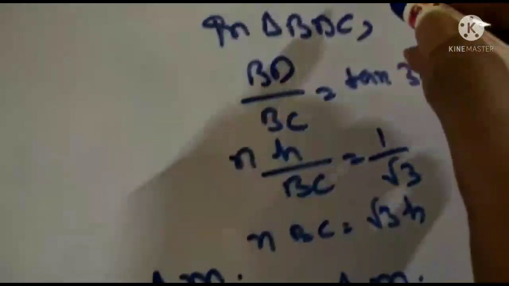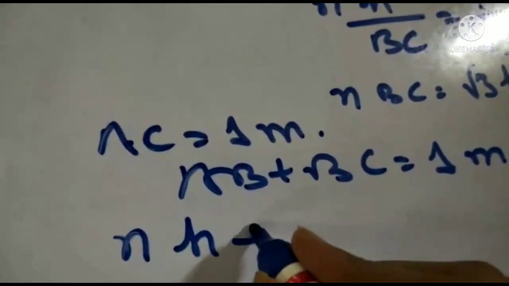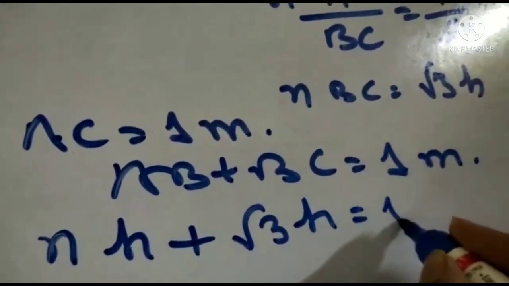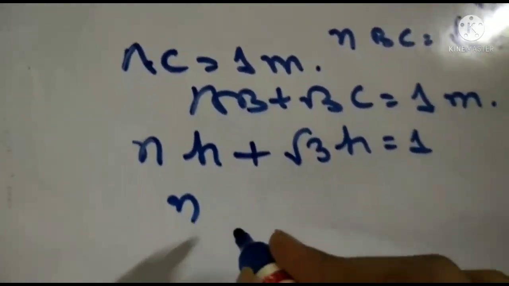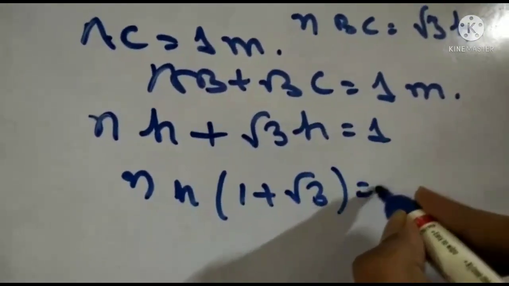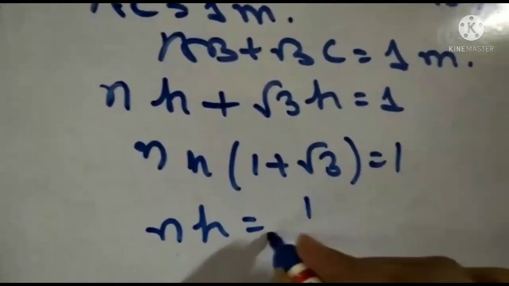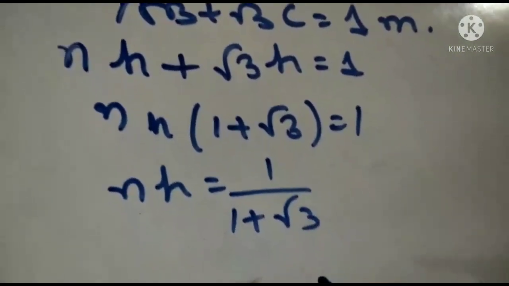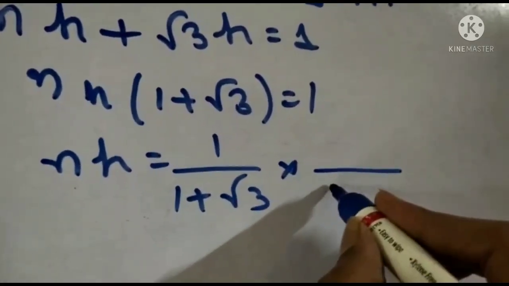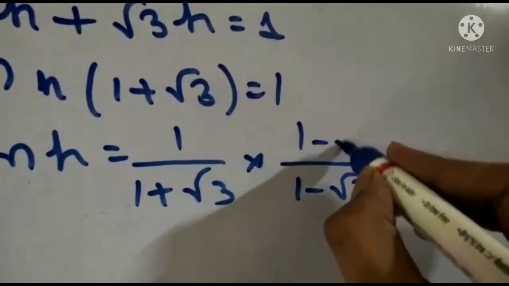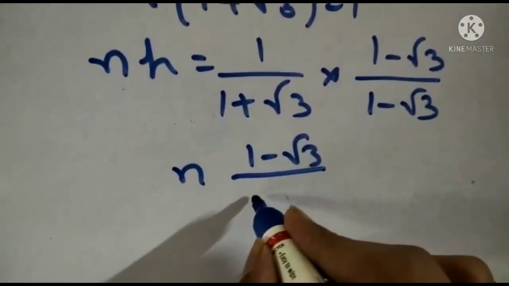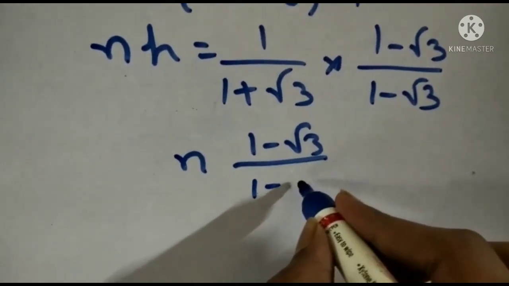Now AB we have found H, so write H, plus BC we have found root 3 H, root 3 H is equal to 1. Now from here we can take H common. So if we take H common we will get H times 1 plus root 3 is equal to 1. Therefore H is equal to 1 by 1 plus root 3. Now we have to rationalize the denominator, because the root is there in the denominator. So multiply by 1 minus root 3 in numerator and denominator. From here I will get 1 minus root 3 by 1 minus 3.